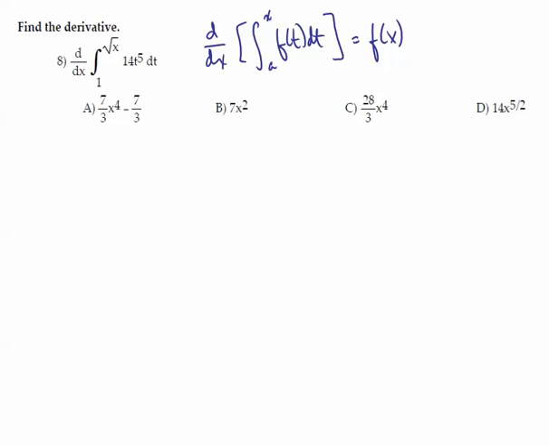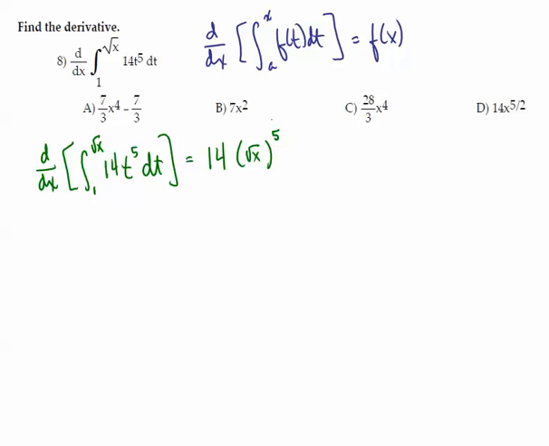So in a very simple way, the derivative of the integral from 1 to the square root of x of 14 t to the 5th dt is just going to be 14 instead of t, square root of x to the 5th. Then we have to multiply that by the derivative of the square root of x, which we can also write as x to the 1/2, and we'd be done.